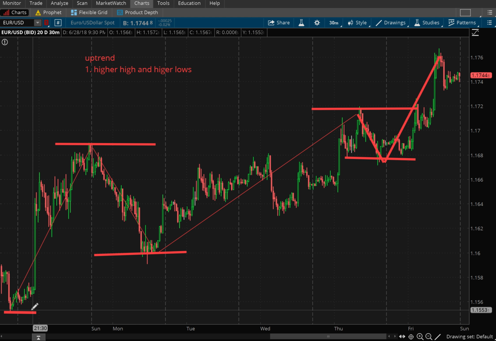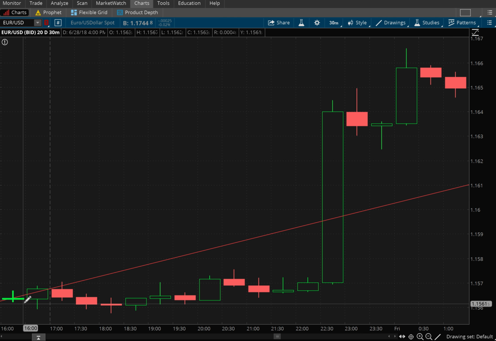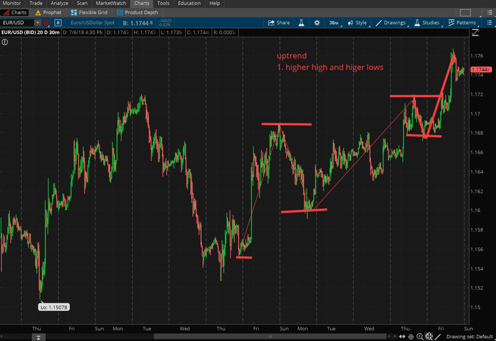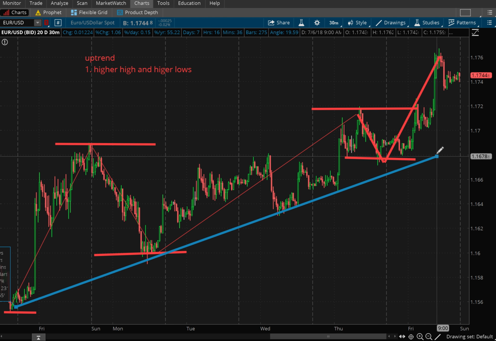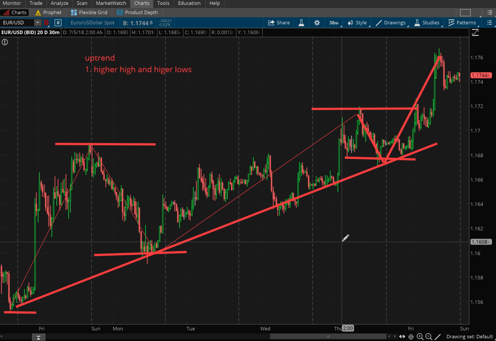So if you connect all these lows, you're seeing all these 3 lows over here. You can simply connect, sorry about that. If you just connect all these 3 lows, you'll see that this stock is actually in an uptrend.